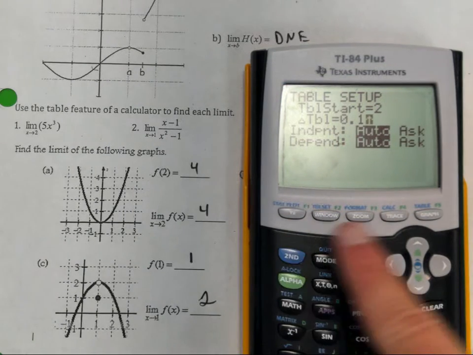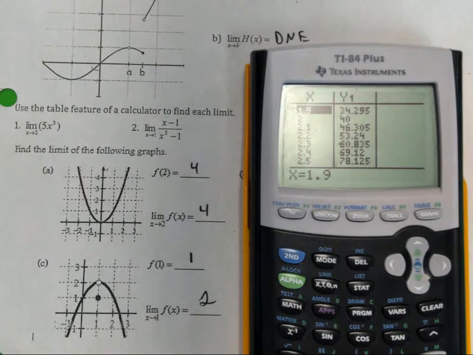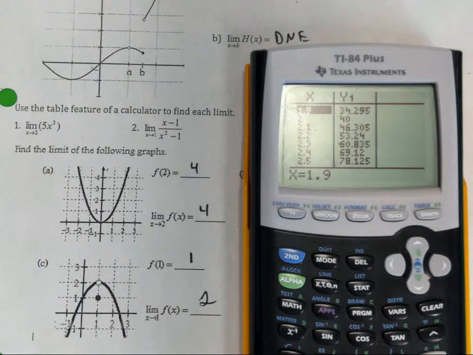Now I'm going to hit second table. And I look at that. What's occurring at 2? What number is it? 40. There's a set number there, isn't it? So what number is it approaching? 40. If there's a number there next to the number that you're dealing with, then that is your answer, okay?